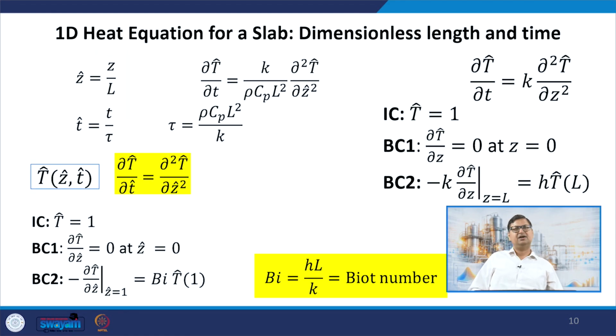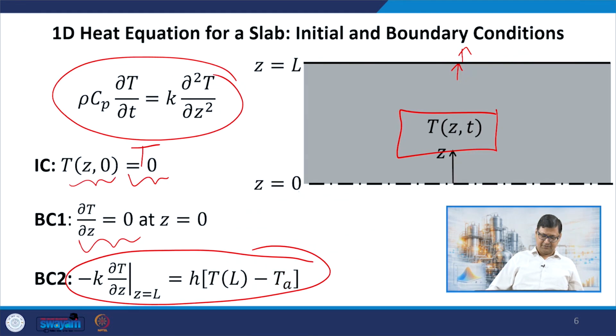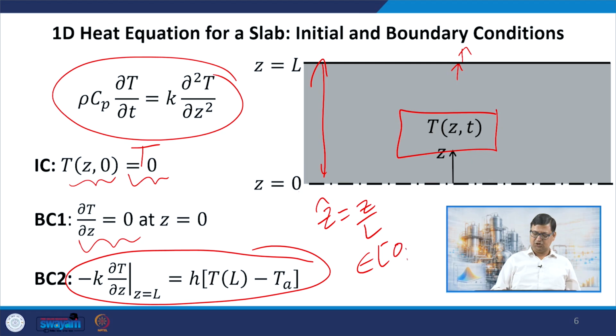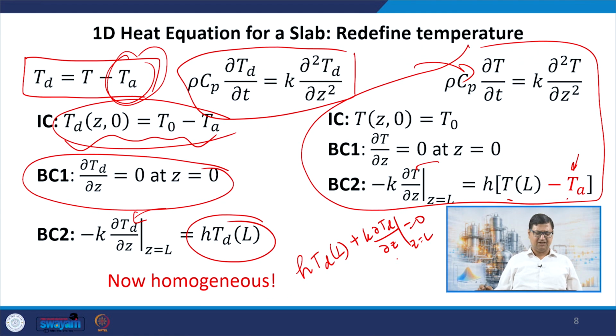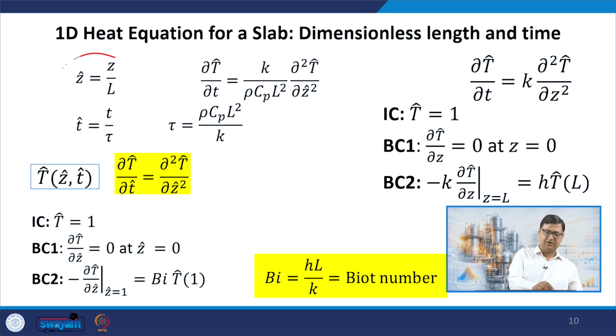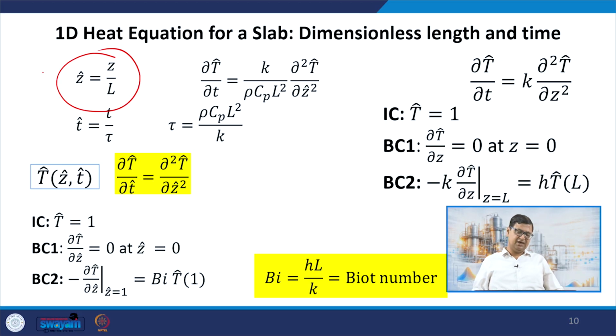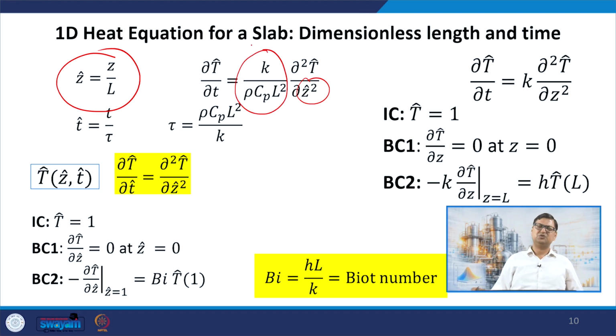Now I also define a dimensionless length and time. For length, we have an easier choice. We have the length of the half slab, that is this length. If I define Z cap as Z by L, it varies in the range of 0 to 1, just like temperature. Now I can plug Z cap into the equation, the L square will come out because we have a second derivative of Z, and then we have something like K by rho Cp L square.